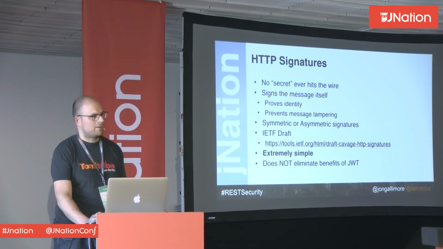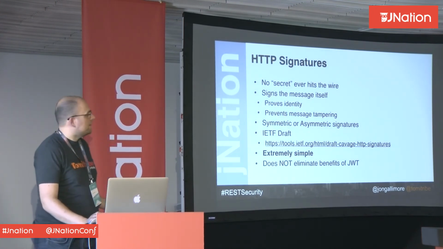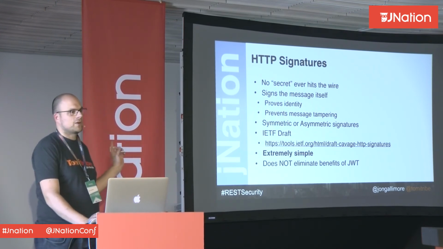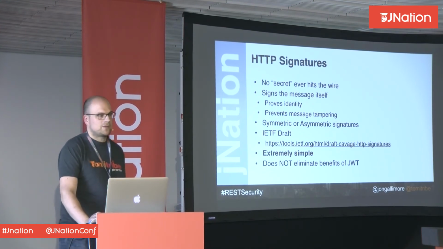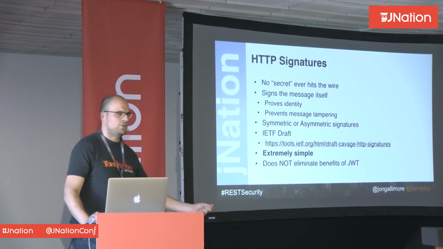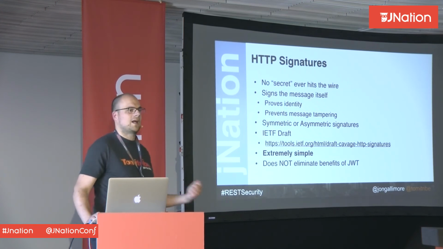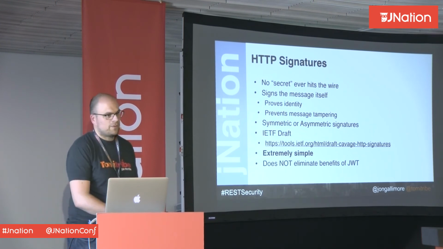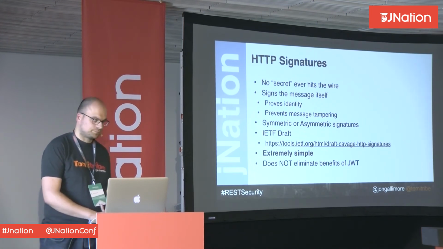So I'll show you a little bit about how that works at a request level. The key thing here is that at no point does a secret get transmitted between the client and the server. What we actually do is sign the message itself, and that requires effectively the client to continually prove to the server that it possesses the key, but without ever actually handing over the key. And we can use this to both prove identity and also prevent messages from being tampered.